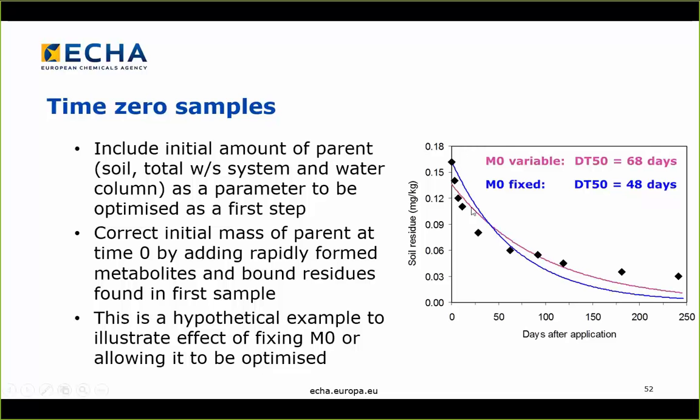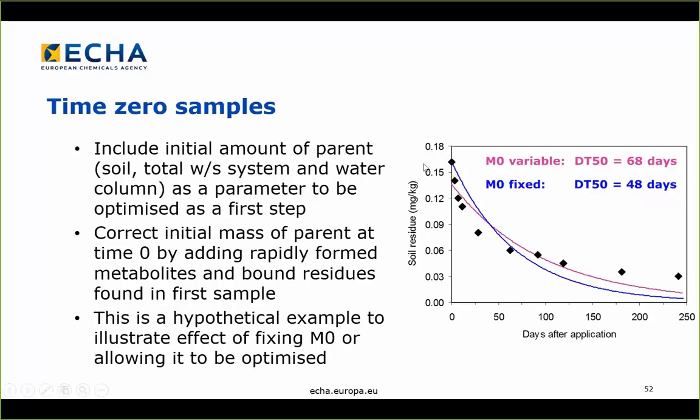So a decision was taken to fix the value to the measured value. As you can see, this has some impact on the resulting fit in terms of shape and also the DT50. So by fixing it, the DT50 is now shorter. You can also constrain this. So I can tell the software, I want you to optimize the parameter, but you can only have a value between 0.15 and 0.8.